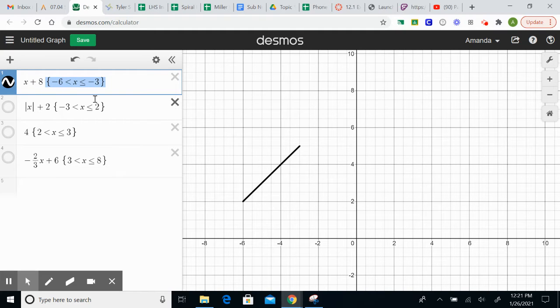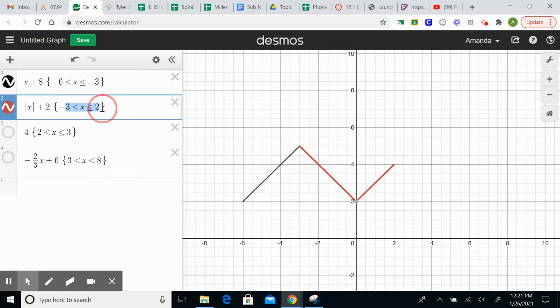And the way that you can always tell that a piecewise function is going to be piecewise is it'll have a given domain. Now, domain are all the x values that can be represented in this part of the data. So for any x value between -6 and -3, I'm going to use the equation y equals x plus 8, that function there. However, once I get past -3, I need to use this new function, which is the absolute value of x plus 2. And I'm going to use that for any x value between -3 and 2.